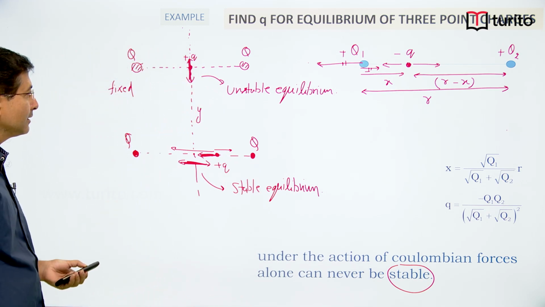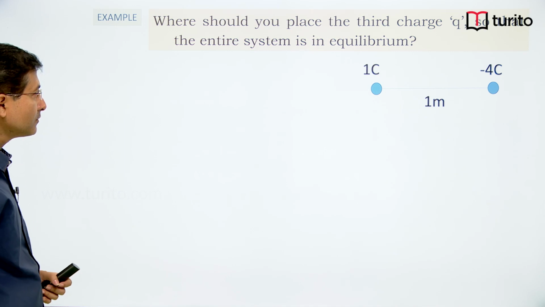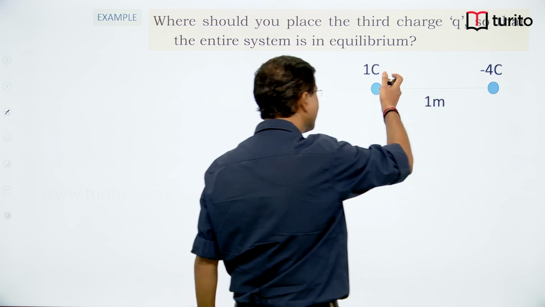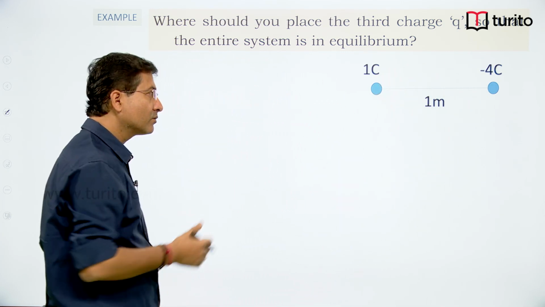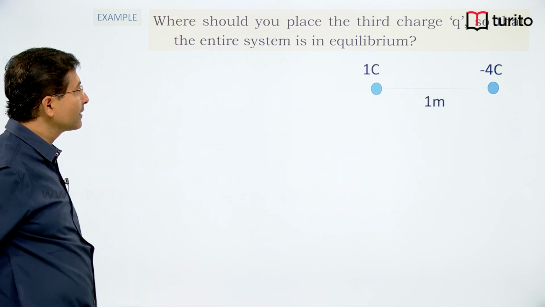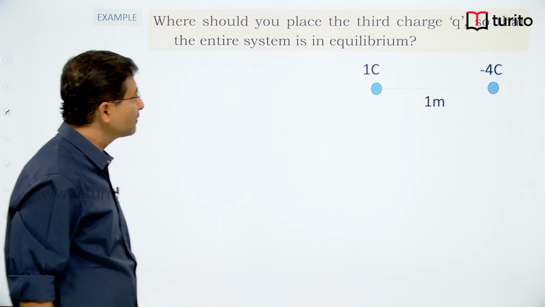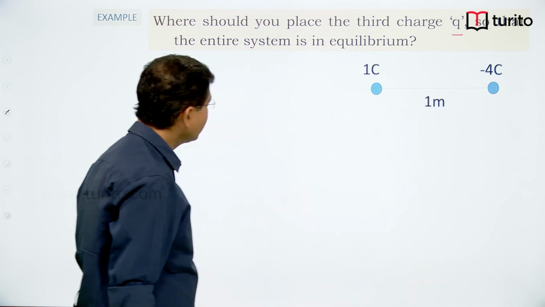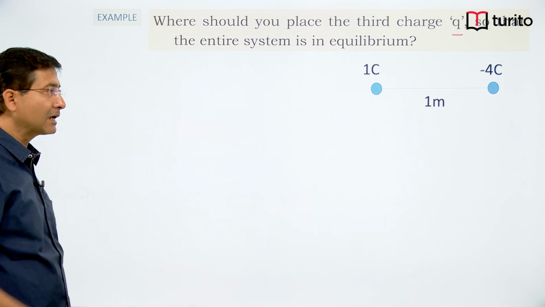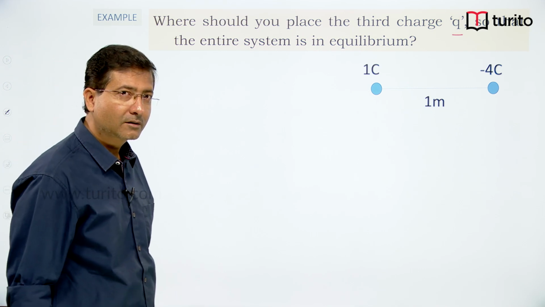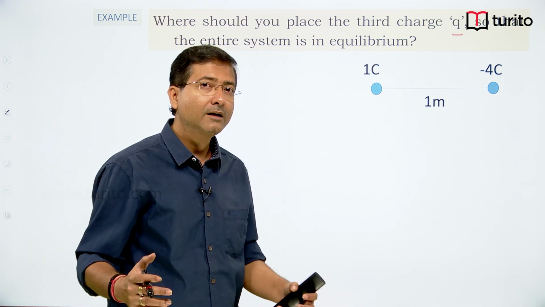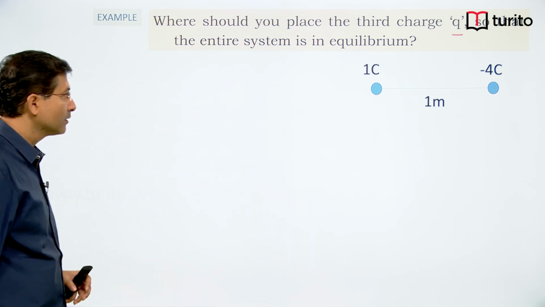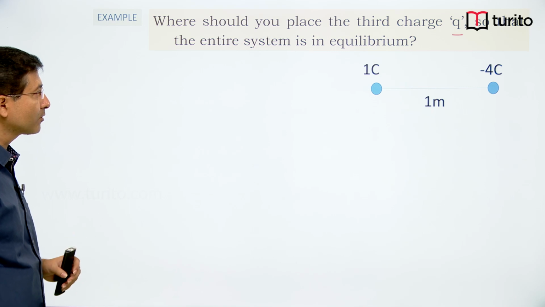Now let us see the next example. So same as the previous one, here I have taken one negative charge to make you analyze how to decide where to keep the particle, right. So I want to place a charge q so that the entire system is in equilibrium, right. Which type of equilibrium it will be? Just now we have discussed, it will always be unstable equilibrium, right. Now let us get back to the problem.